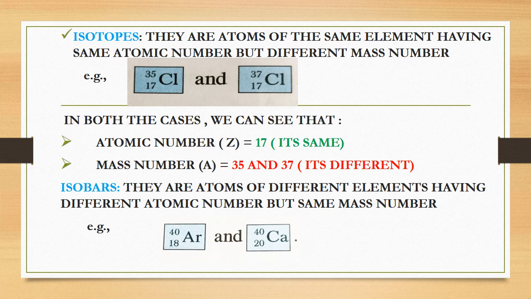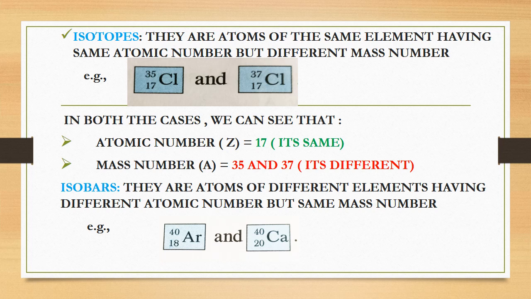The example is that of two chlorine atoms. In the first case, you can see that chlorine has atomic number 17 and mass number 35. In the second case, it has 17 as atomic number and mass number as 37. Observe it carefully. What is common in both the atoms of chlorine? Yes, atomic number. What is it? 17. And the mass number is different in both the cases. For the first chlorine atom, it is 35, and for the second chlorine atom, it is 37.